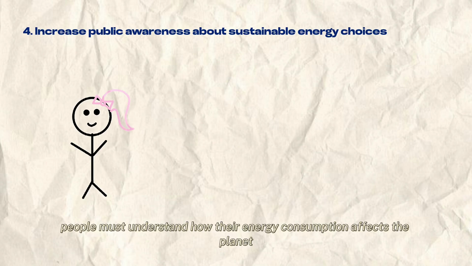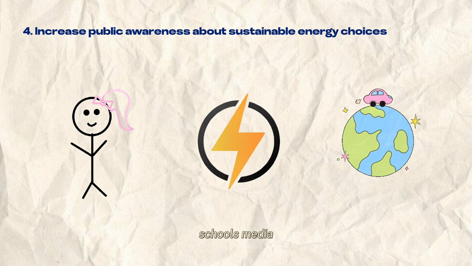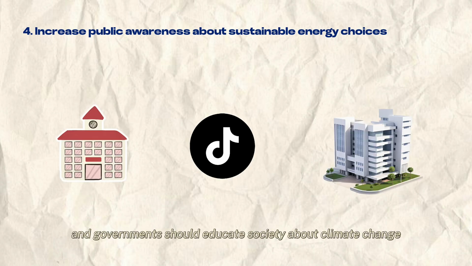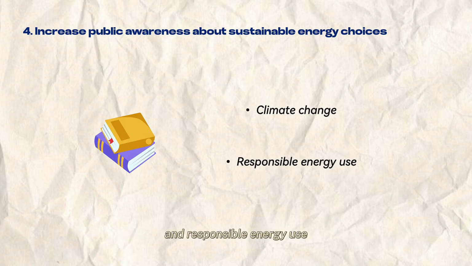The fourth step is increasing public awareness about sustainable energy choices. People must understand how their energy consumption affects the planet. Schools, media, and governments should educate society about climate change and responsible energy use.